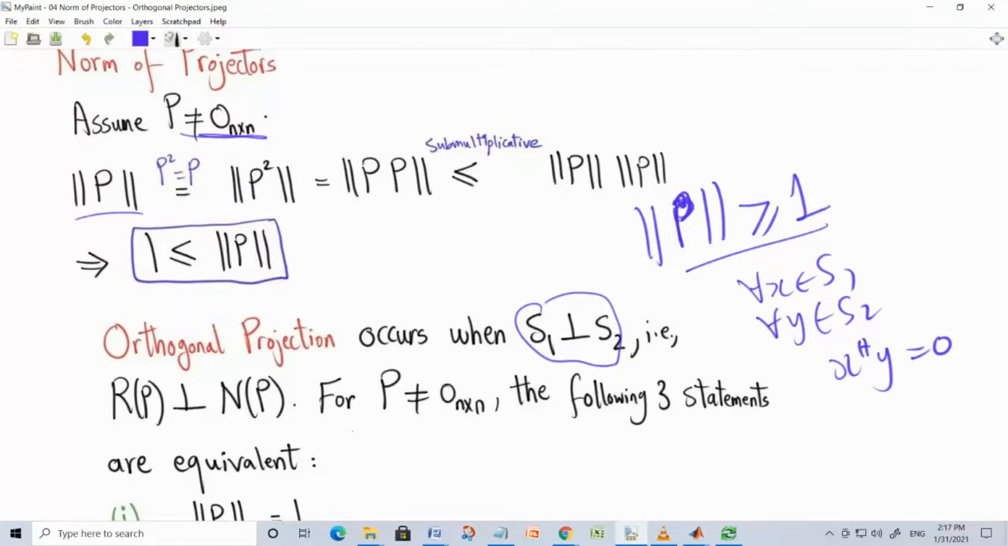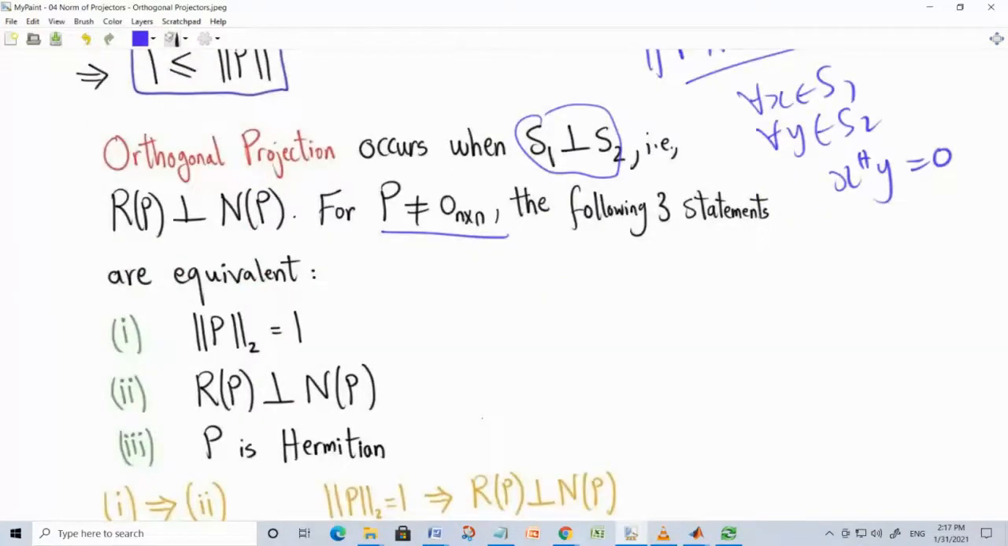Okay. So for projectors that are not trivial, there are three mathematical statements that are all equivalent, and they are equivalent to the definition of an orthogonal projection. So how do we identify that our projection is orthogonal? Well, the first property is that the L2 norm of the matrix is exactly equal to 1.